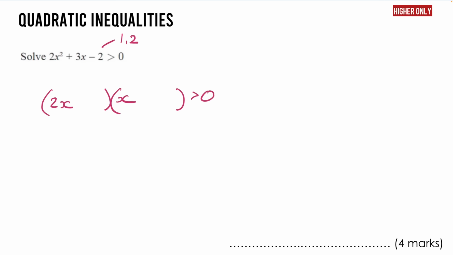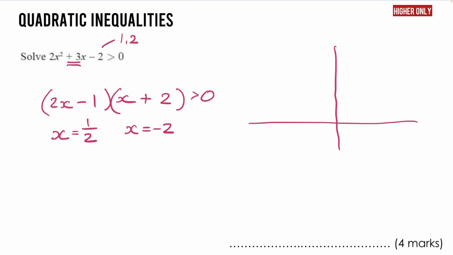So here we're trying to make 3, so I want to double the 2, keep the 1, and that makes it plus 4 minus 1, which makes our plus 3 in the middle. That gives me 2 solutions, x is equal to positive 1 over 2, and x is equal to negative 2. Now with a quadratic inequality, the best thing that we can do is draw a very quick sketch of the graph. It doesn't need to be to scale, it's just to visually see what we're looking at. We have a solution of a half and another solution over here of negative 2.